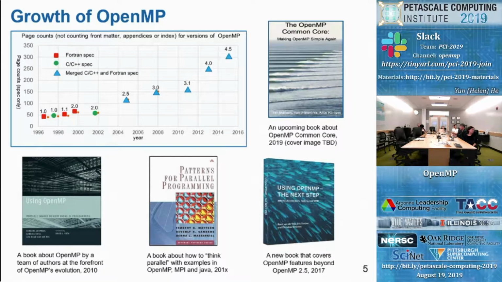There are a few books along the way. The original one is by Barbara Chapman et al., 2010, which covers OpenMP 2.5. The second book is more about parallelism, algorithms, and programming. And in 2017, there's a new book that covers OpenMP features up to 4.5. There's also an upcoming book on OpenMP Common Core, so combined with the other books it covers more extensive knowledge of OpenMP. You can start with the Common Core book, to be released in the November timeframe, and I'm proud to be one of the co-authors of that book. Next slide, please.